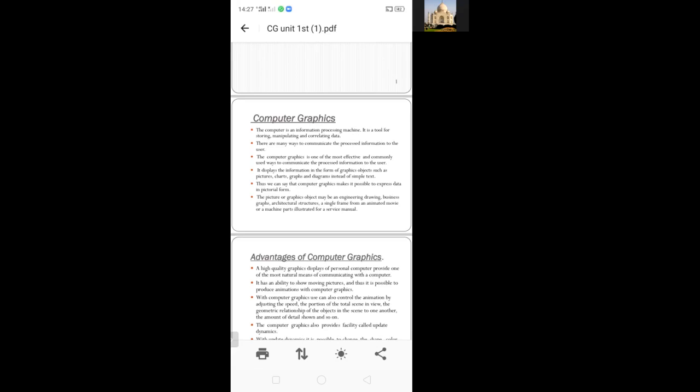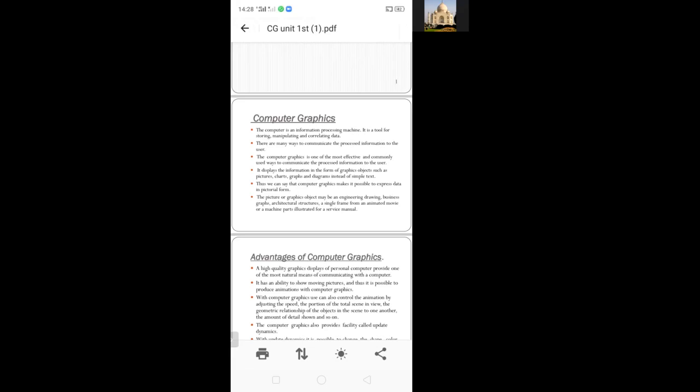In terms of computer graphics, the computer is an information processing machine. It is a tool for storing, manipulating and correlating data. It means that with the help of the computer we are storing information, manipulating information, and making correlations among the data of the system.